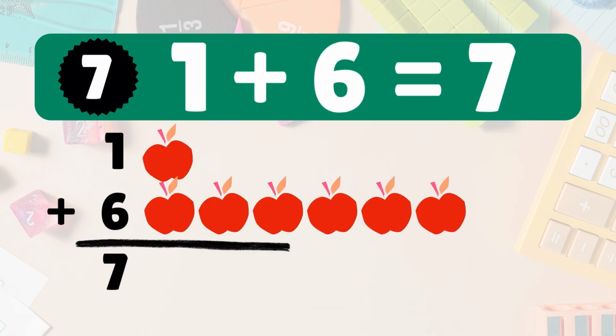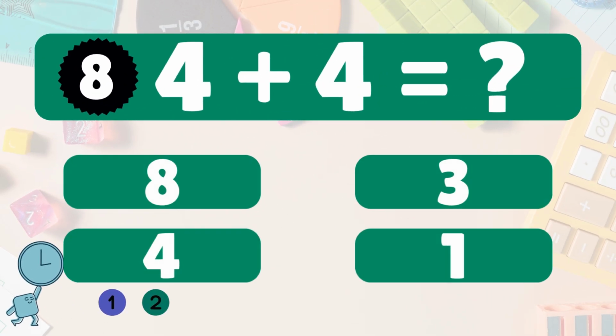1 plus 6 is 7. Here's one apple. Add 6 more. Count with me. 1, 2, 3, 4, 5, 6, 7. So 1 plus 6 is 7. Awesome. Next, 4 plus 4 equals what?